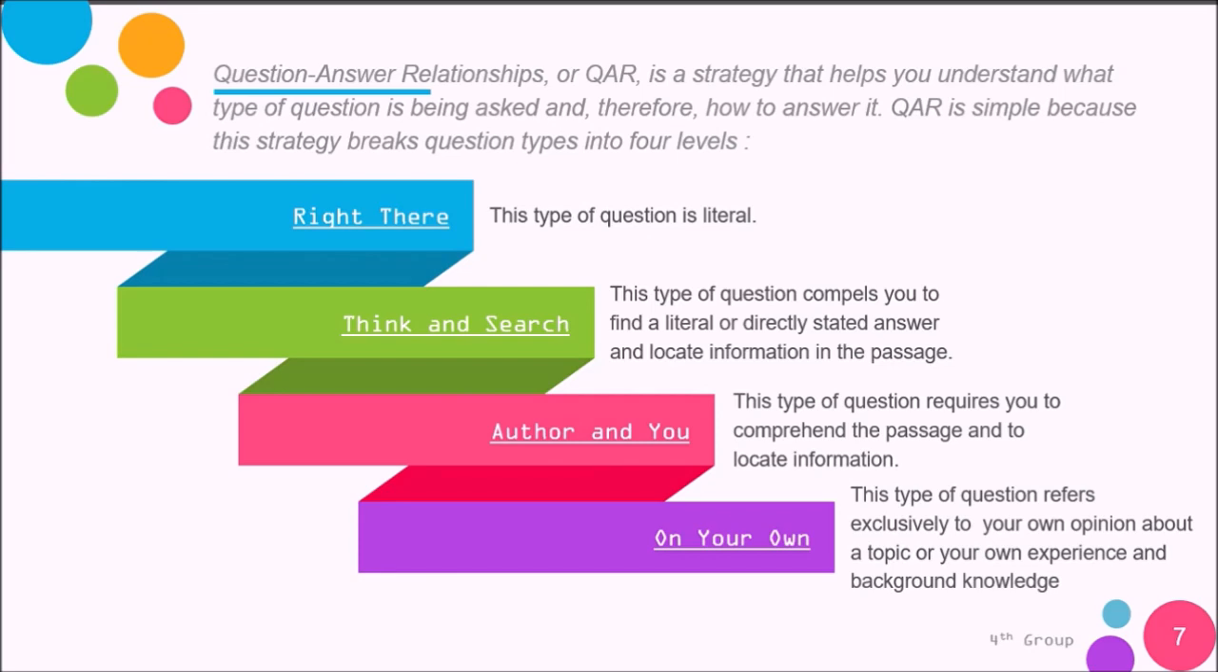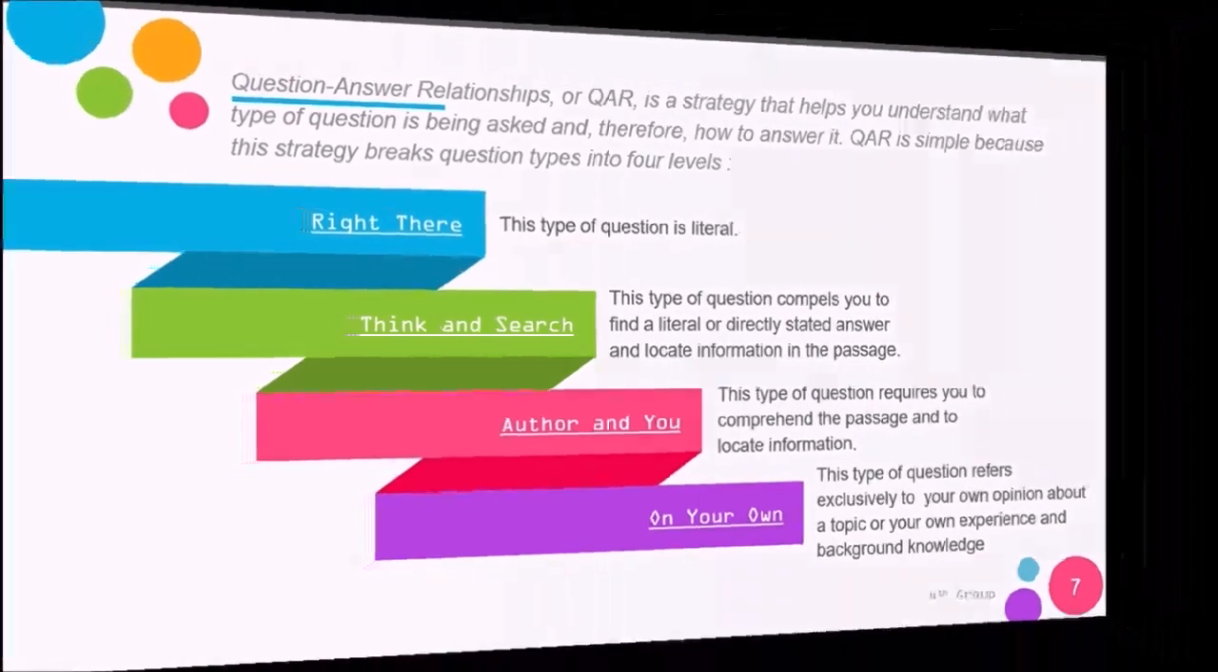Author and you. This type of question requires you to comprehend the passage and to locate information. And the last, On your own. This type of question refers exclusively to your own opinion about a topic or your own experience and background knowledge.